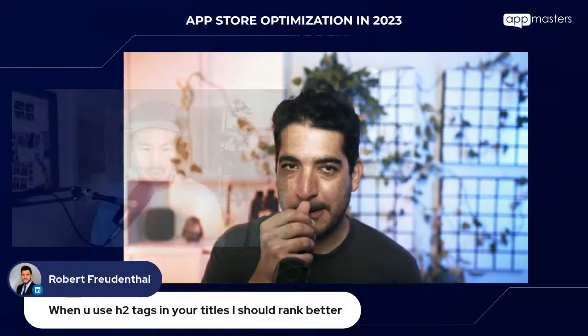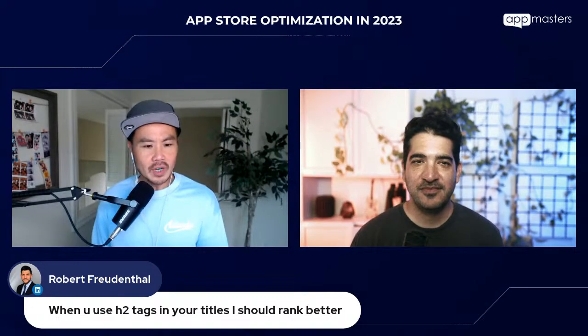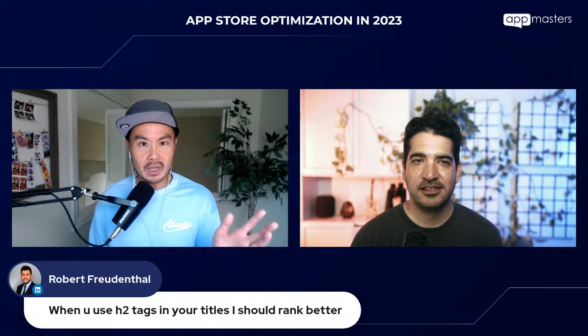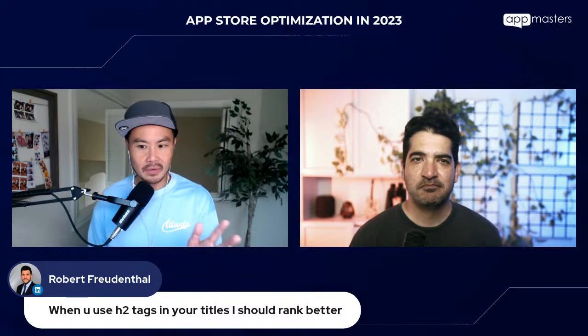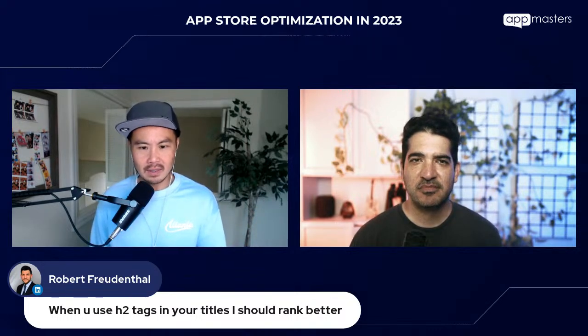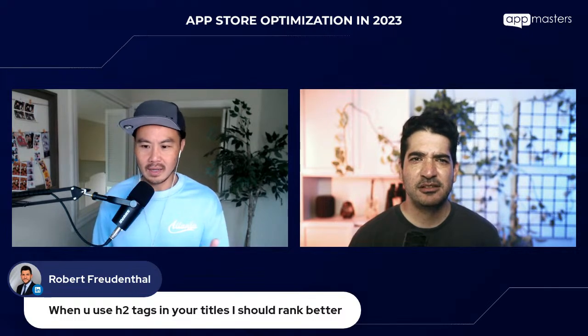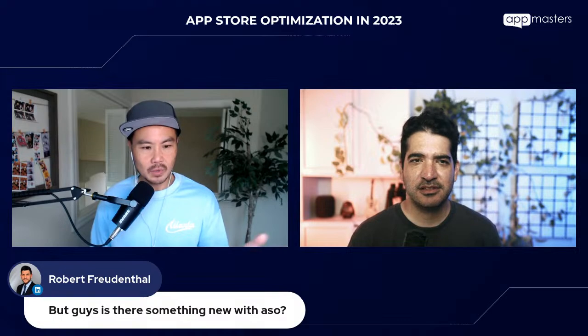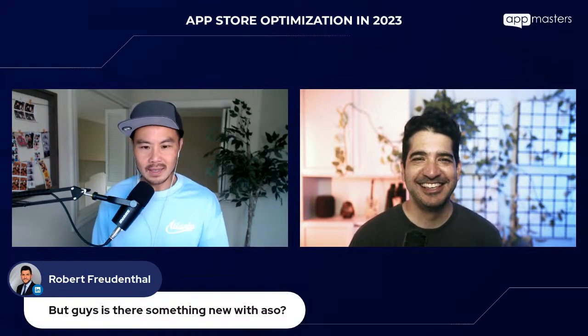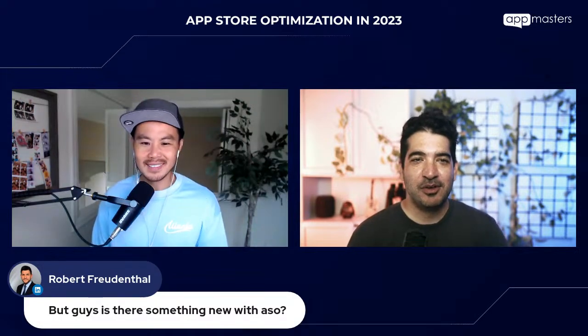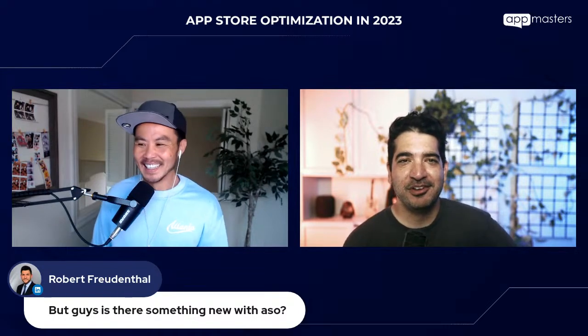And then Robert says, I've never even tried this. When you use H2 tags in your titles, I should rank better. I've never done it, Robert, in the titles or subtitles. I've only done it in the description. Have you done it in the titles? I don't think you can. Okay. Yeah, I don't think you can either. But No HTML does. I mean, he's pushing us. He says, what? Is there something new with ASO that he doesn't know about? Is there something new? Well, Ariel, why don't Robert tell us what you know, and we'll go from there.